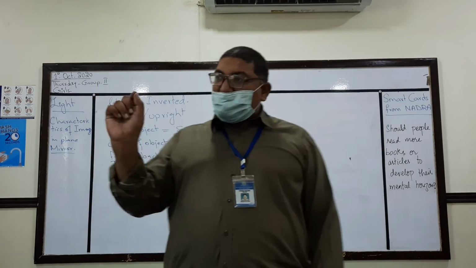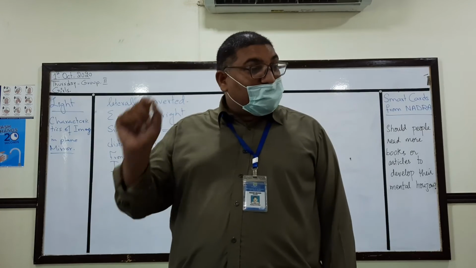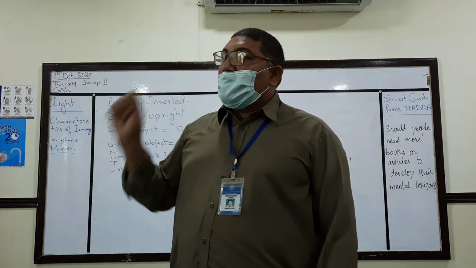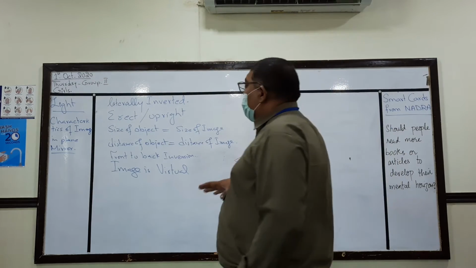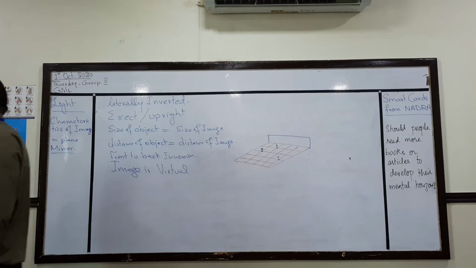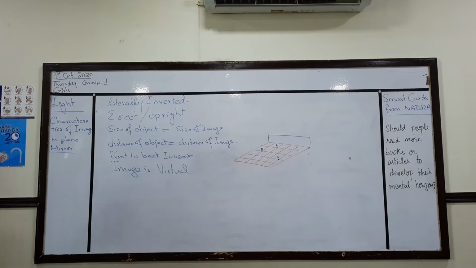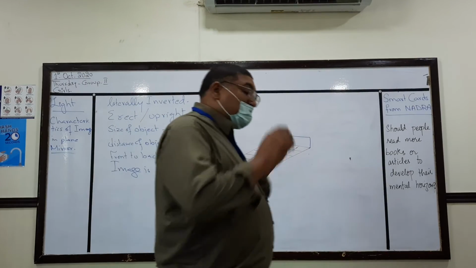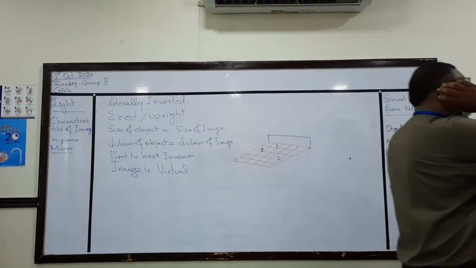This kind of image is called virtual image. What we call it? Virtual image. Plane mirrors, they make virtual images. The opposite of the virtual is real image.